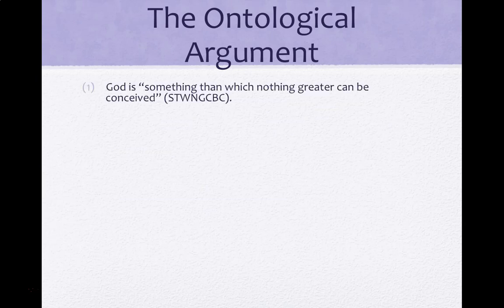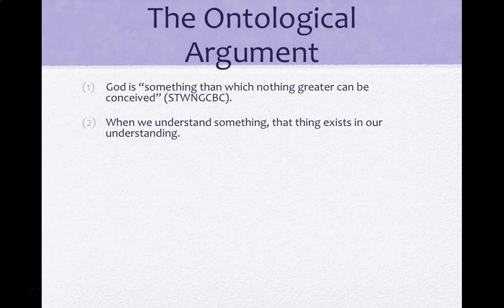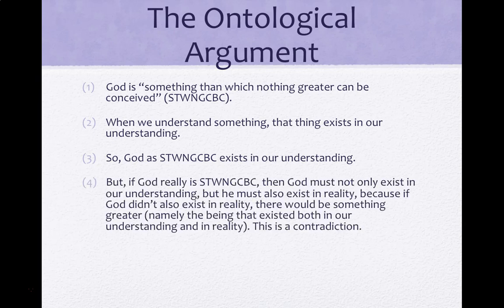God is something than which nothing greater can be conceived. When we understand something, that thing exists in our understanding. So God, as something than which nothing greater can be conceived, exists in our understanding. But if God really is something than which nothing greater can be conceived, then God must not exist only in our understanding, but he must also exist in reality. Because if God didn't also exist in reality, there'd be something greater, namely the being that existed both in our understanding and reality. And this is a contradiction. So, God exists both in our understanding and in reality.